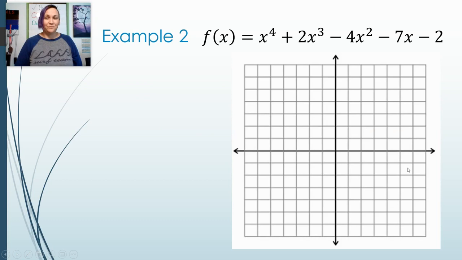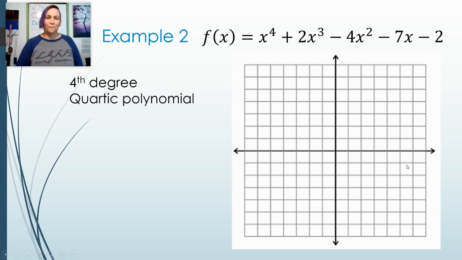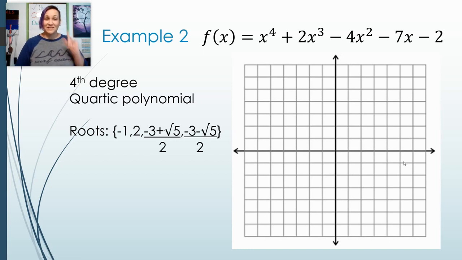Let's recap. Here I have a 4th degree polynomial, also known as a quartic polynomial. Its solutions, its roots, its answers, its x-intercepts are at negative 1, positive 2, and look, these are not imaginary. There's no letter i. So these are actual x-intercepts. You can type them into a calculator to find the answer.